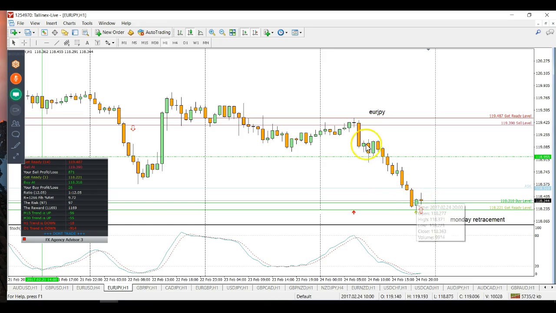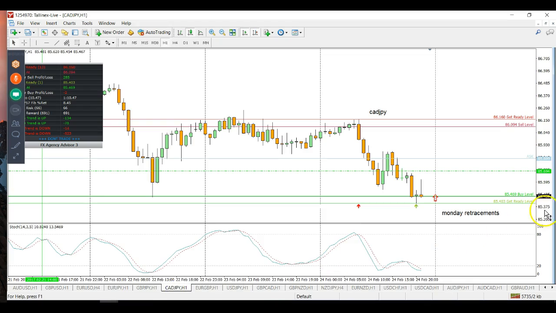So this is the Monday retracement trade. Whenever the market sells off on Friday, normally it turns around and goes up on Monday. We're going to take advantage of that retracement. Okay, we're not interested in staying in for an extended period of time. We just want that retracement, anywhere from 20, 30, 50 pips. It just depends on how far the market sold off on Friday. We should have a substantial retracement on the euro yen.